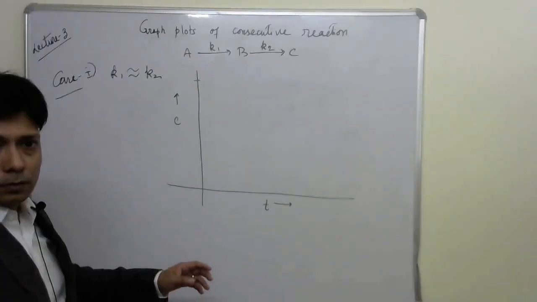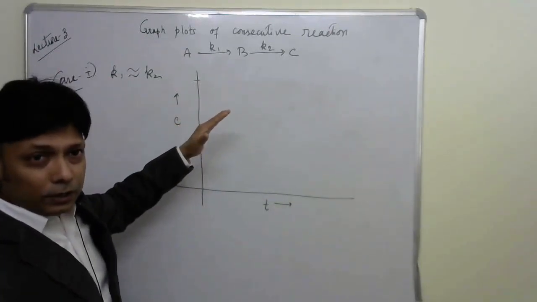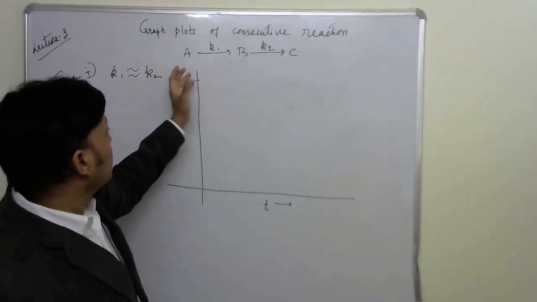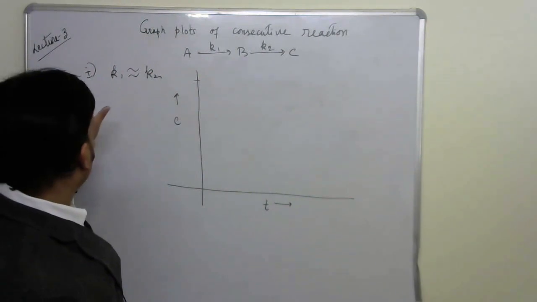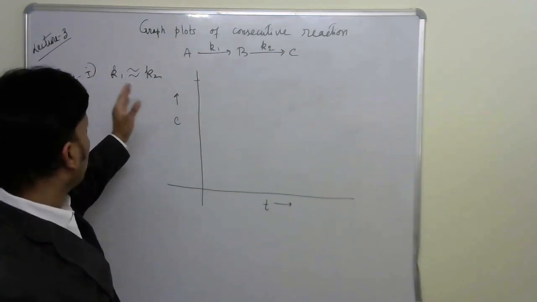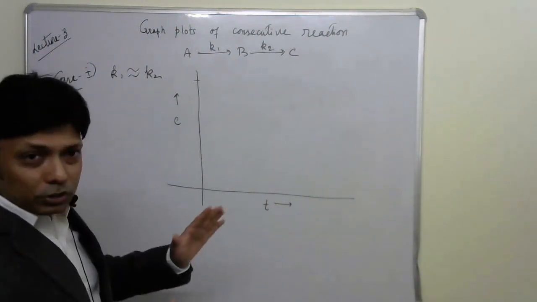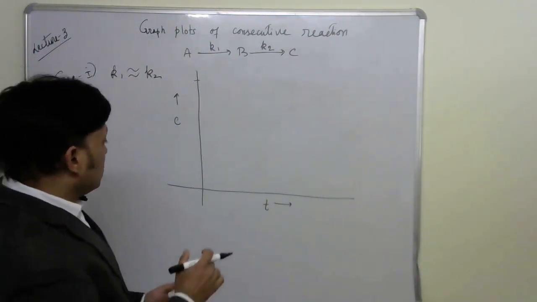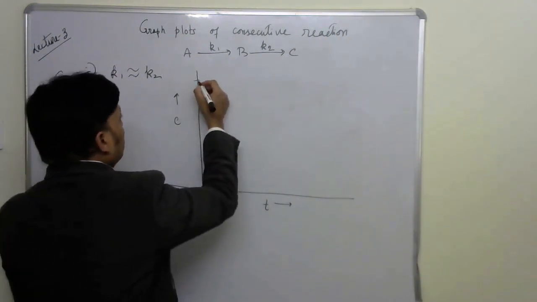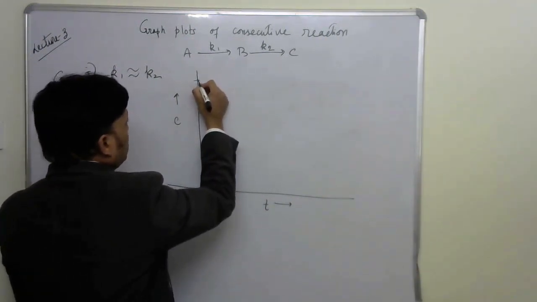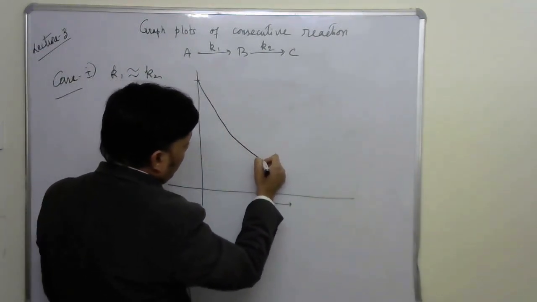So here we discuss case 1 of the consecutive reaction rate constants. The condition for case 1 is that K1 is almost comparable to K2, so that means there is not much difference. This is how it looks. The first reactant A, or C1, starts to fall following a first order rate law.